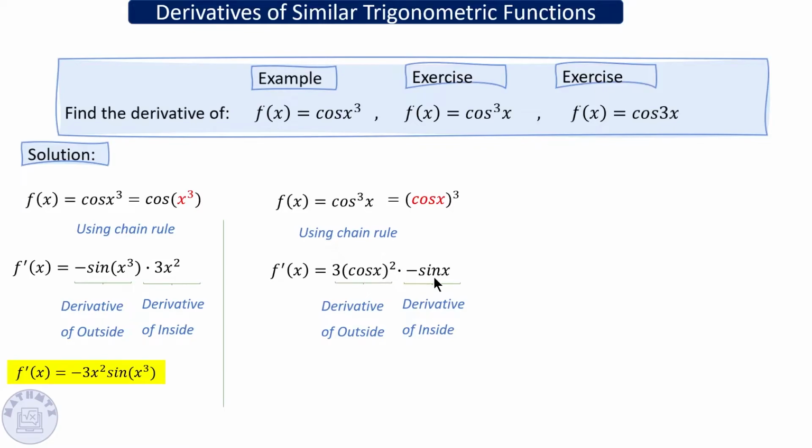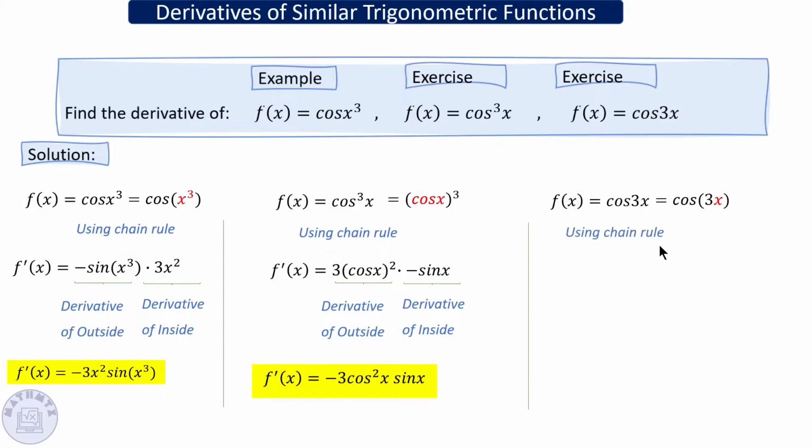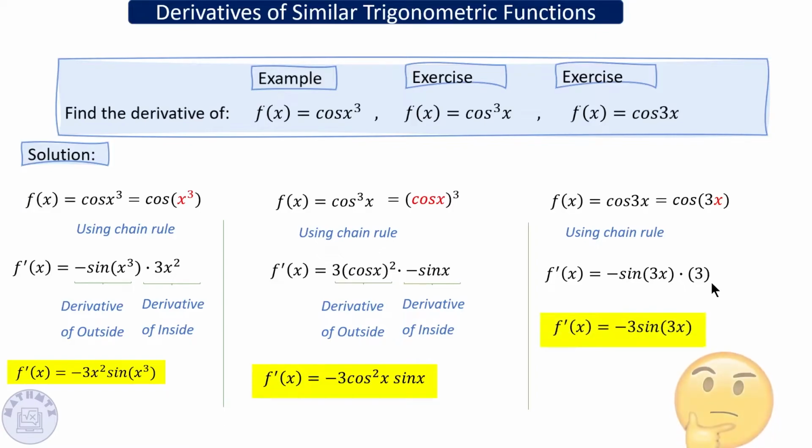And now the inner function is cosine of x. The derivative will be negative sine of x. And again, we can just arrange it. This will be the final answer. For the last one, straightforward, we have the derivative of the trig function times the derivative of the angle. That's all.